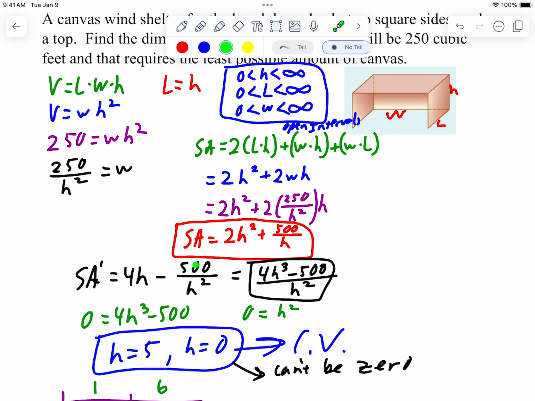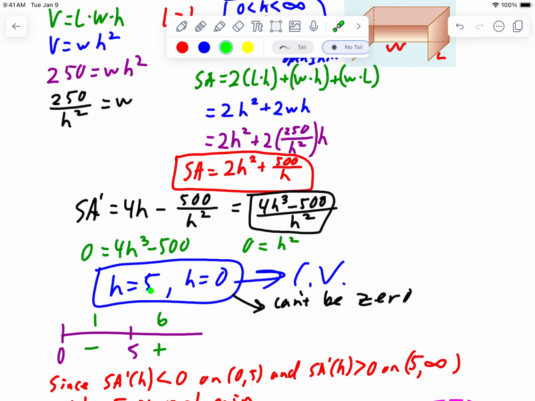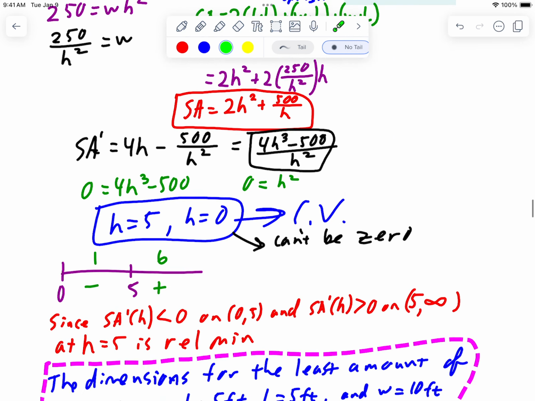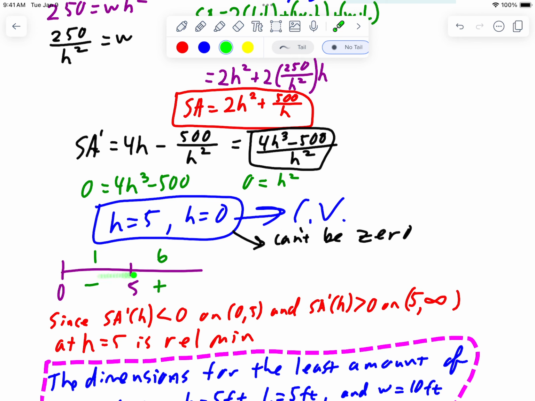I get 4h minus 500 over h squared. Get a common denominator. So 4h cubed minus 500 over h squared. Set the numerator and denominator equal to 0. I get h equals 5, h equals 0. It can't be 0 though because that is not within my bound. So then I did an increasing decreasing chart. I can see that this is a minimum.